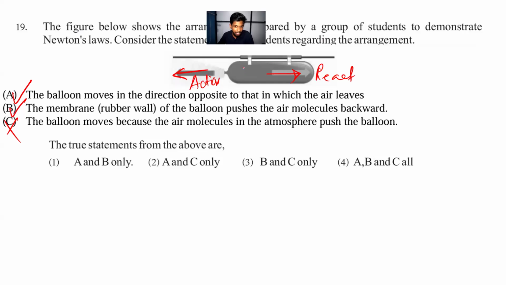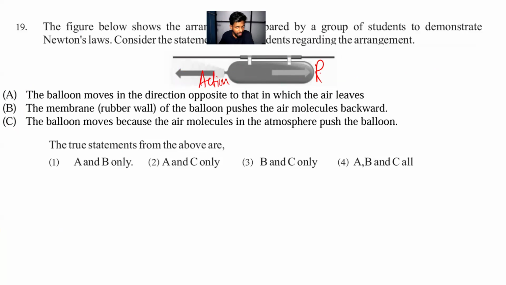Okay, fine. Here, listen. Here in the balloon, we have the air, right? In the balloon, we have the air. So this is the third law. Yes, this is the third law. This is action, and this is reaction. Every action has an equal and opposite reaction.